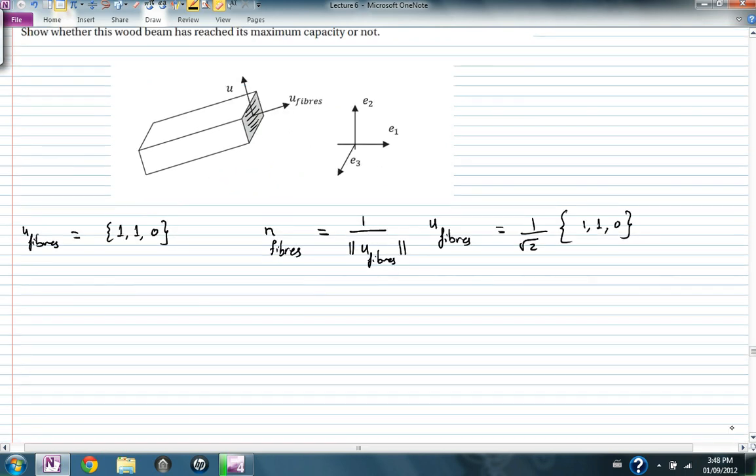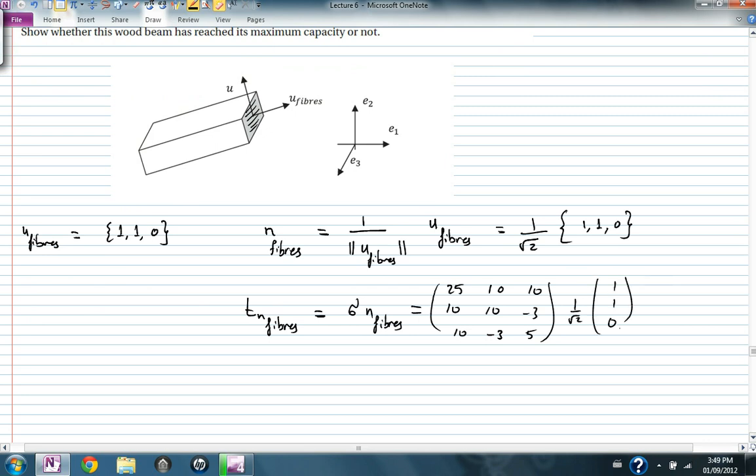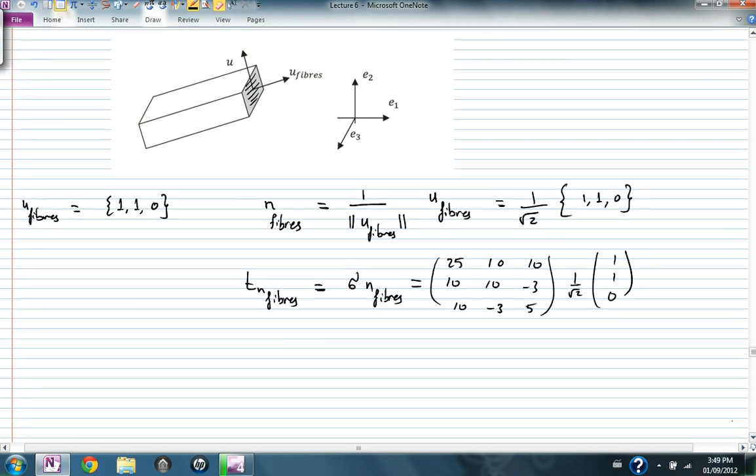The traction vector, which is the force per unit area on this plane, is equal to sigma N fibers. The stress matrix is given by 25, 10, 10, 10, 10, negative 3, 10, negative 3, 5, multiplied by 1 over root 2, 1, 1, 0. When you multiply these two together, you get a force per unit area: 24.75, 14.14, 14.14 MPa.